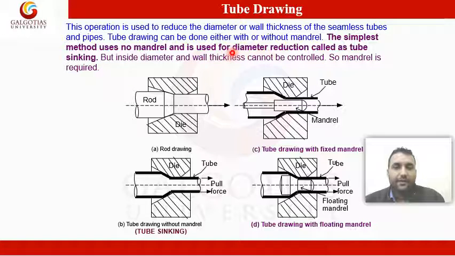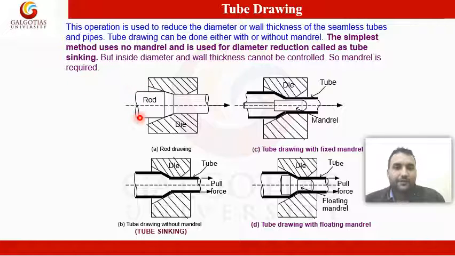Next is the tube drawing process. In this process, tubes or small-diameter cylindrical shapes are produced. This operation is used to reduce the diameter or wall thickness of seamless tubes and pipes. The tube drawing process can be done either with or without a mandrel. The simplest method uses no mandrel and is used for diameter reduction; it is called tube sinking. But inside diameter and wall thickness cannot be controlled, so a mandrel is required.